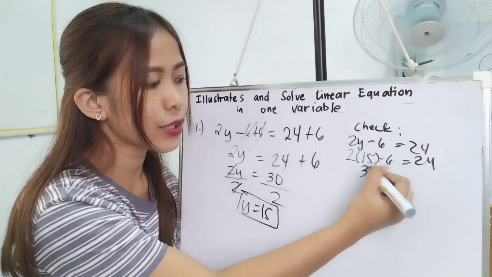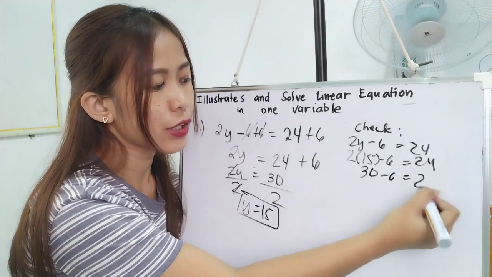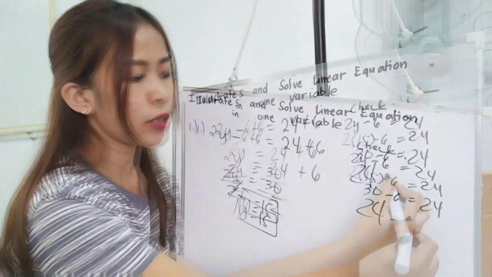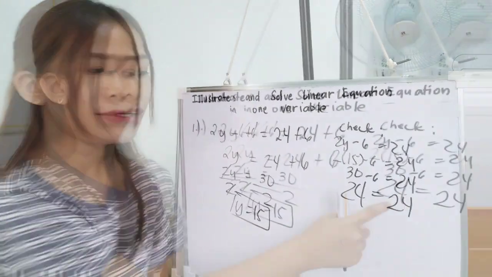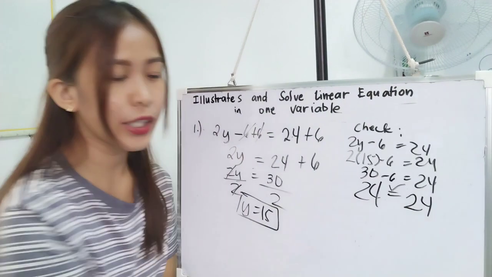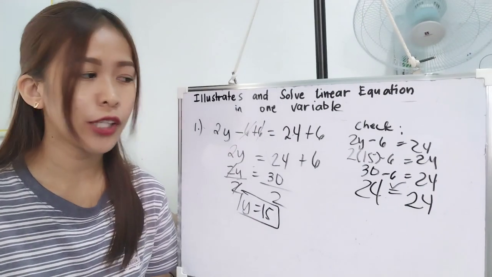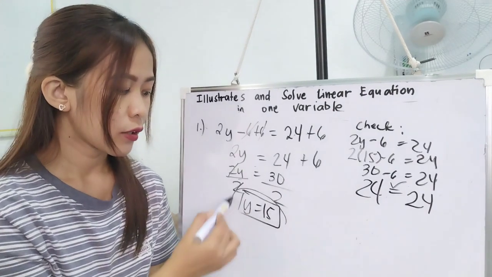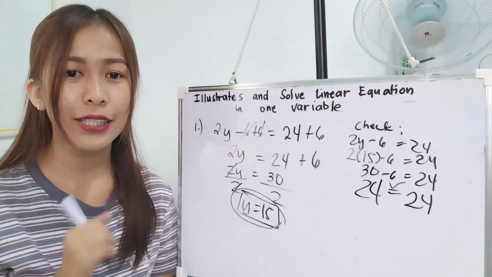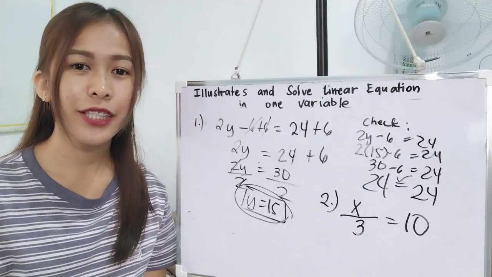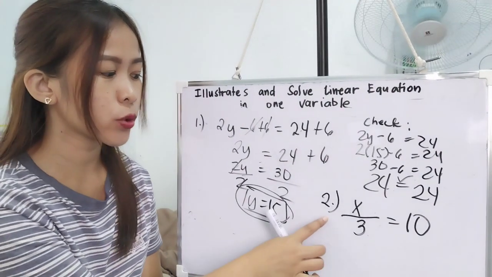2 times 15, that is 30. Minus 6 is equal to 24. 30 minus 6 is equal to 24. Equal 24. Are they correct? Yes, they are because they are equal. Therefore, the solution of 2y minus 6 is equal to 24 is y is equal to 15. That is the solution. Okay? Ganun lang kasimple.